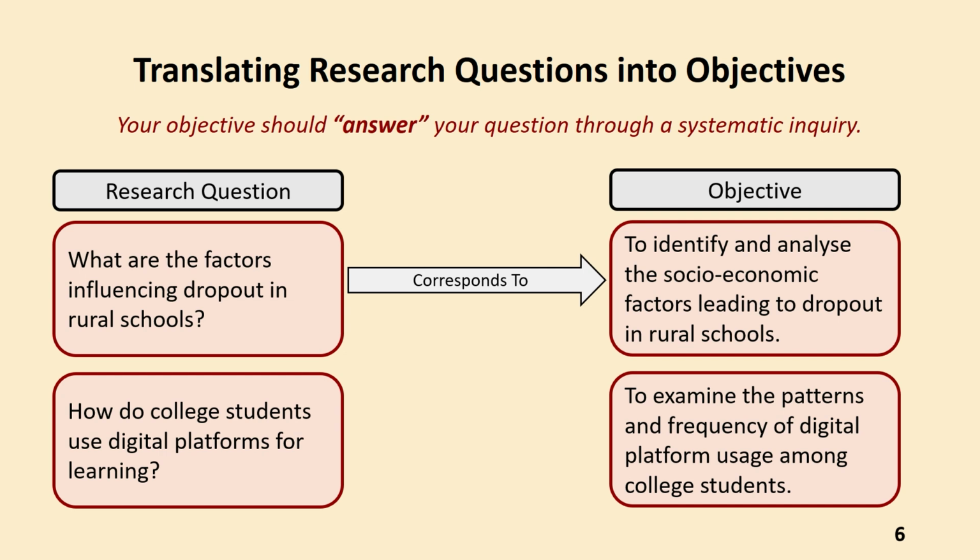How do college students use digital platforms for learning? How does it correspond to objectives? To examine the patterns and frequency of digital platform usage among college students. It's another example which will make it clearer that when you are forming a research question, you are laying down a foundation for what kind of objective you form and ultimately what you will achieve with the objective. That will be the answer to the research question.